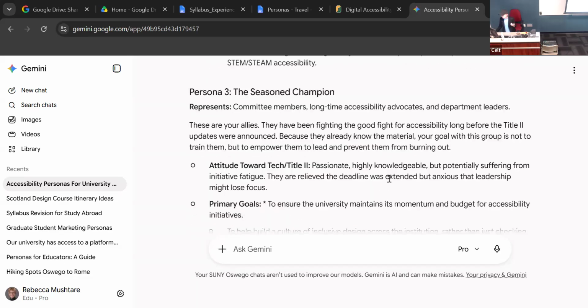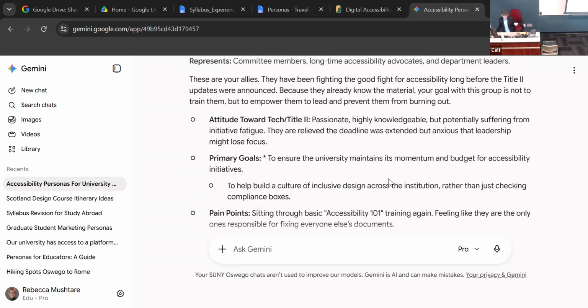And then the third one that it came out with is the seasoned champion. And I didn't do this ahead of time, right? You just saw me. This is live. This is happening right now. But these are 3 really different categories of people that could really help us think about how to put materials together to continue momentum, right?